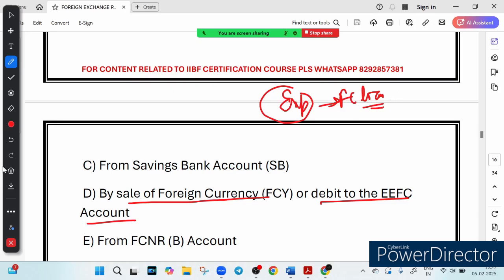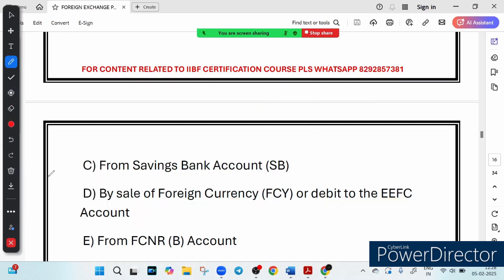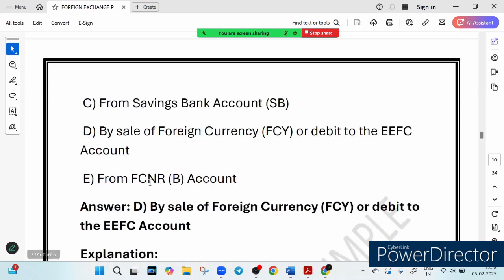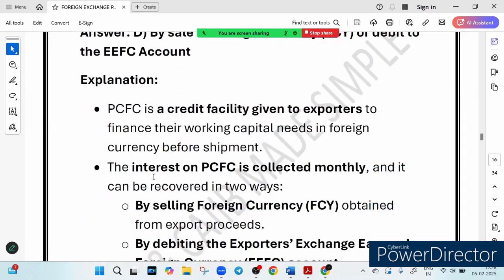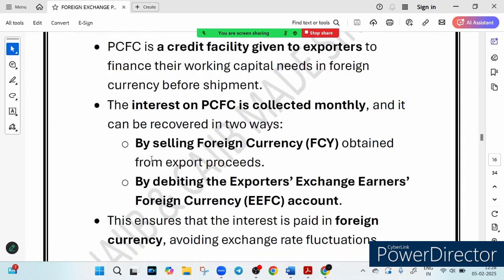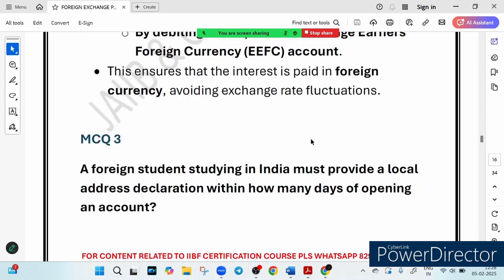And option E says FCNRB account. This is also incorrect, because although it is a type of foreign currency account, it is typically used by NRIs to hold their foreign currency deposit, right? So you may have an FCNRB account if you are an NRI, but that is not the account used for collecting interest on pre-shipment credit. So what we have learned in this particular question, the key point is that the monthly interest on PCFC is collected either by selling the foreign currency, right, or by debiting the EFC account. I hope this makes your concept crystal clear now. Let's move to the next question.